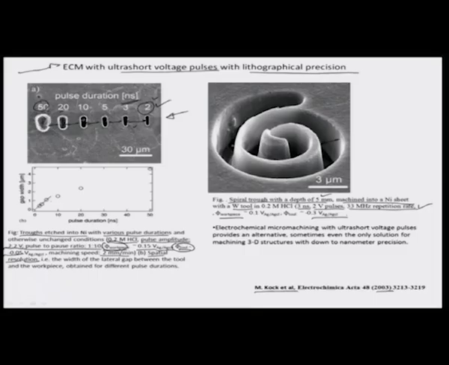So, these two illustrations definitely give us an insight that electrochemical micromachining, particularly with ultra short voltage pulses, provides an alternative solution to almost nanometric level precision, which is otherwise brought in by lithography or processes like LIGA, etc. Okay, and then this can provide one of the very important solutions for particularly 3D structure or 3D micromachining or 3D structure fabrication.